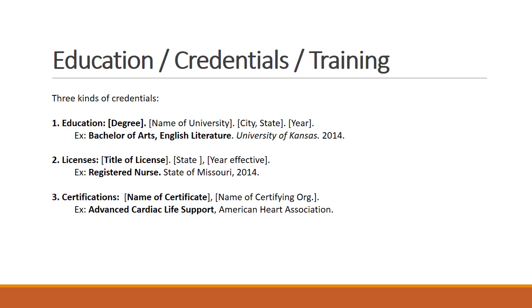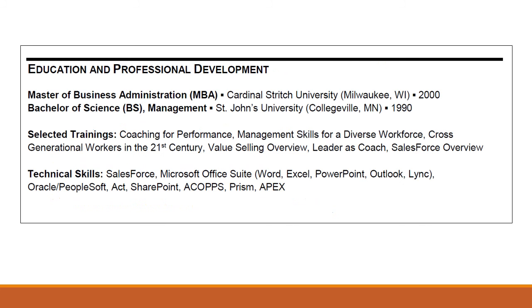Now let's get to education. As far as education goes, there are 3 different kinds of credentials: the degree and education, licenses, and certifications. What I've given you here are examples of how to cite these things. There's not a uniform way of doing it, but usually I recommend these are the pieces that you want when you are citing these things. So if they're applicable to you, feel free to pause and write these down.